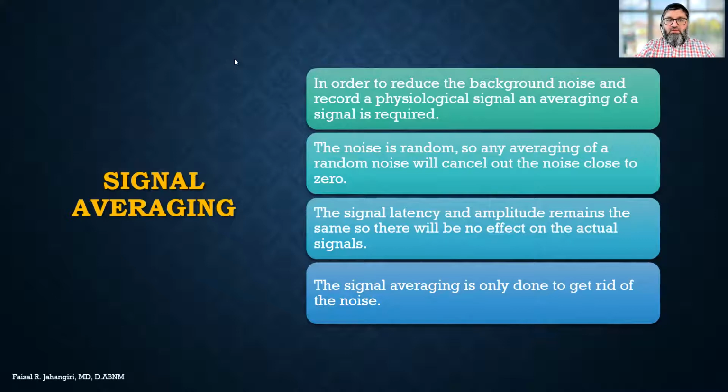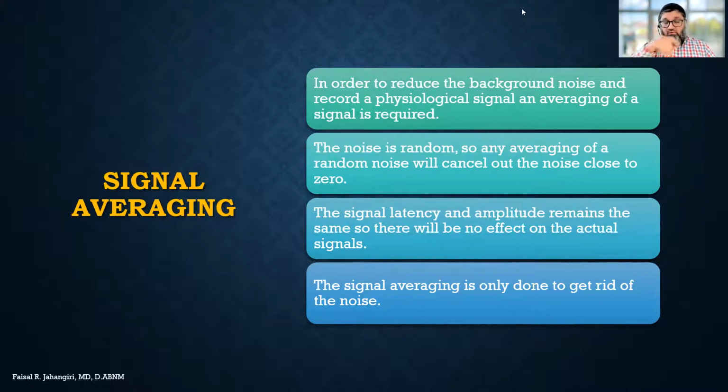Signal averaging is another term for understanding how the signal is produced. In order to reduce the background noise and record the physiological signal, averaging of a signal is required. So how do we do that, and why do we do that? When we are recording the signal, there's always background noise in the signal, because the body signals are produced in a very small amplitude. The size of the signal is very, very small, and your noise is high.